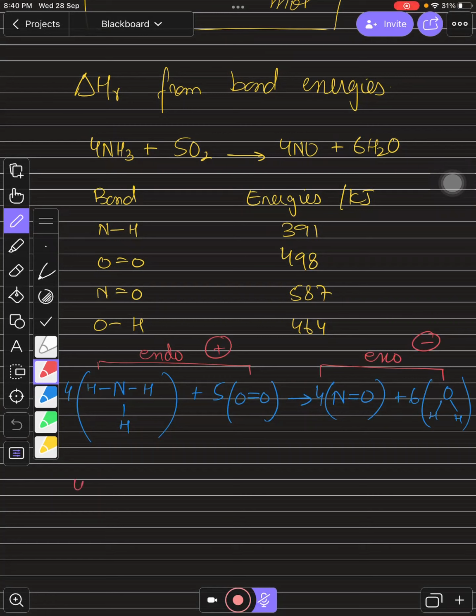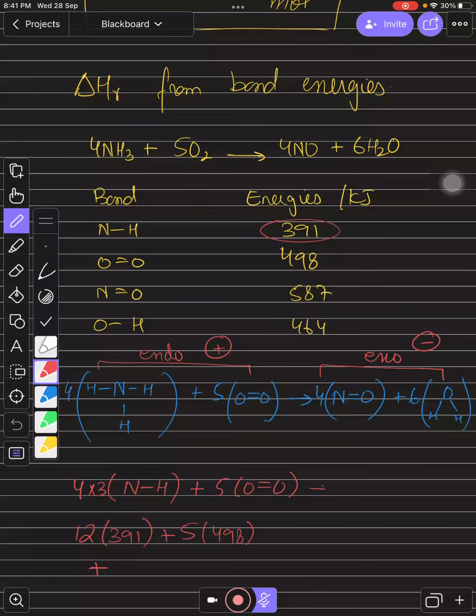So 4, and in each molecule we have N-H bonds, 3 N-H bonds in a single ammonia. So it is 4 into 3 N-H bonds, and then these are actually 5 oxygen to oxygen bonds, right? So 12, and each N-H bond having 391 energy, so it is 12 into 391 plus 5 into 498. This will be the endothermic part. So the summation of these values will be positive, right?